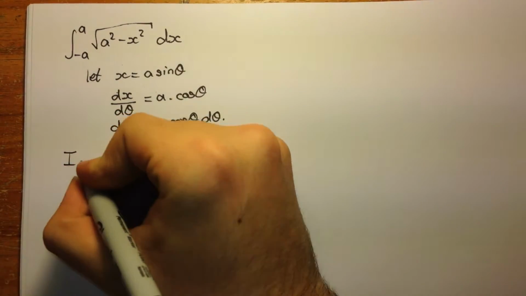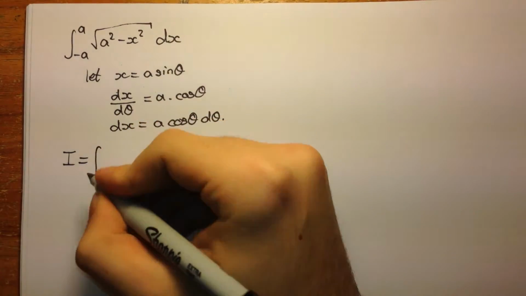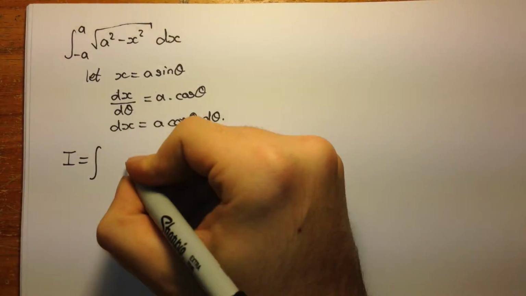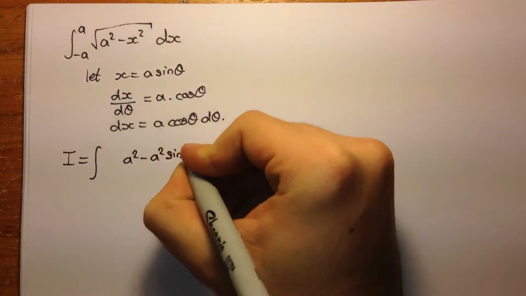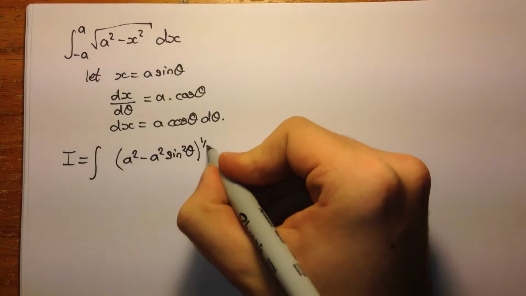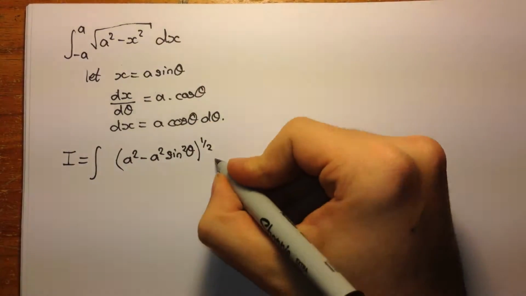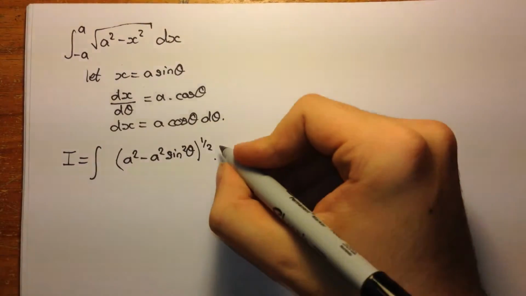So we have our integral is equal to the integral from, and I'll just leave the limits of integration for a moment, a squared minus a squared sine squared theta, and I'll just write to the power 1/2, which is the same as the square root, times, now dx is equal to a cosine theta d theta.